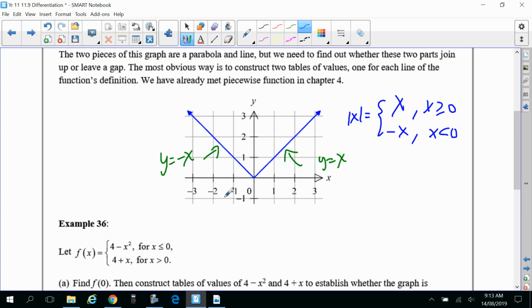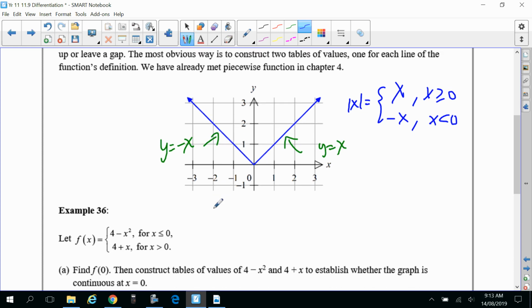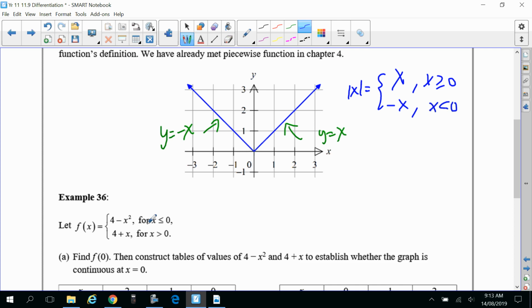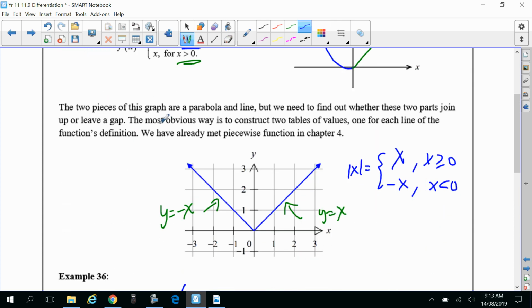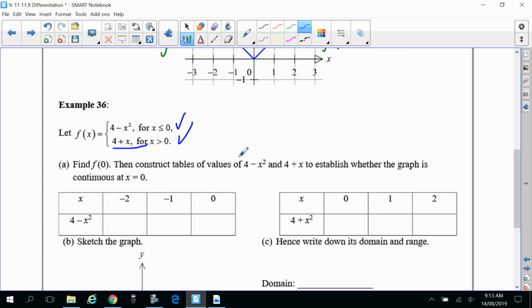Example 36. All right, 4 minus x squared. Okay, now we have a harder example. Do they join together? Maybe, maybe not. So one way to find out is to draw them, right? Actually, what was the strategy offered? We'll have to do a table of values. So we're going to do a table of values.